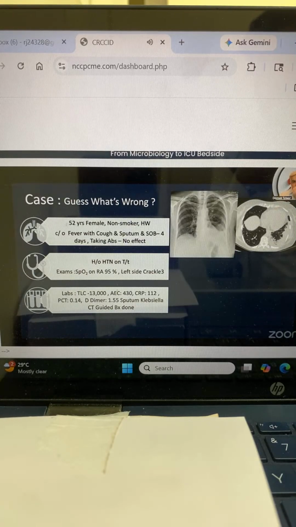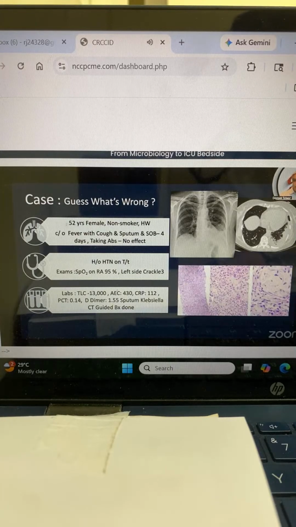And this is the last case, I think, where we saw a 52-year-old female who had taken everything possible for the last 4 or 5 days and was running a hectic fever. The TLC count was 13,000, eosinophils were 430. She had Klebsiella, we were happy, we started treating her, she never responded, and we did a CT guided biopsy.